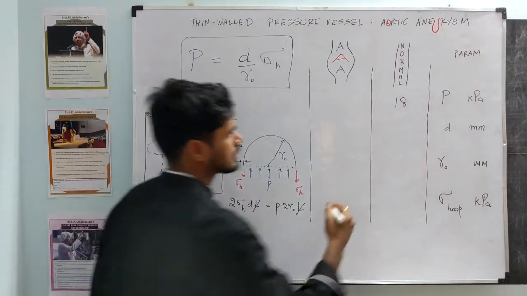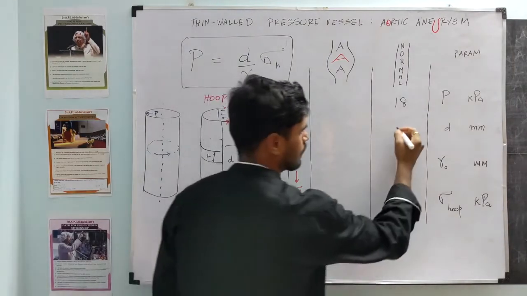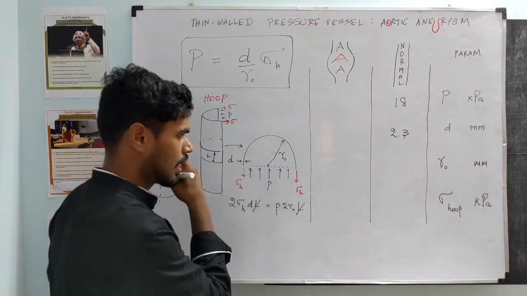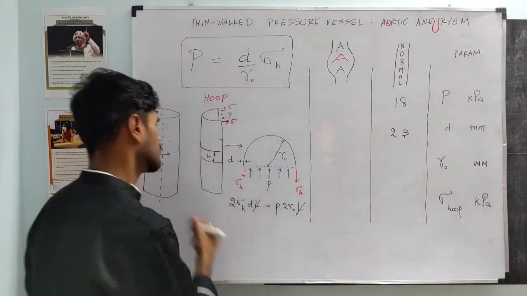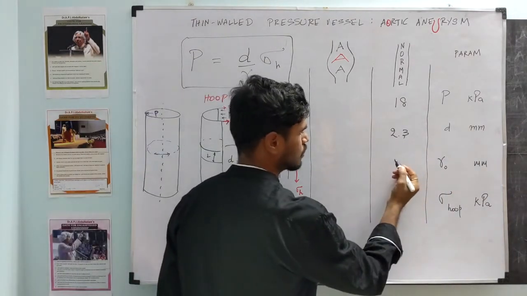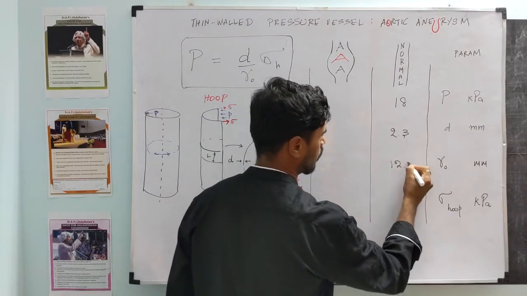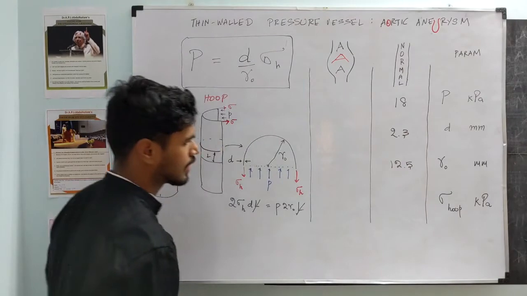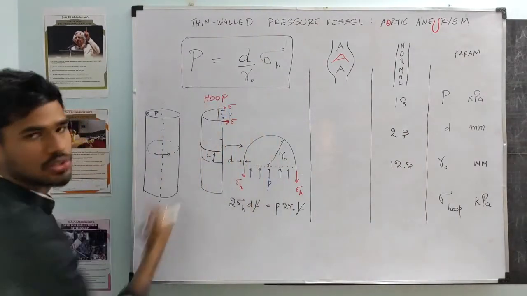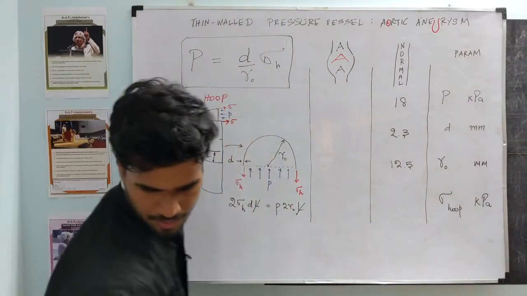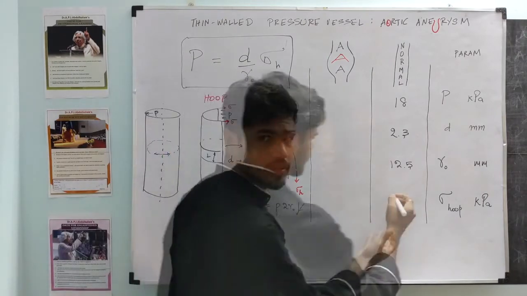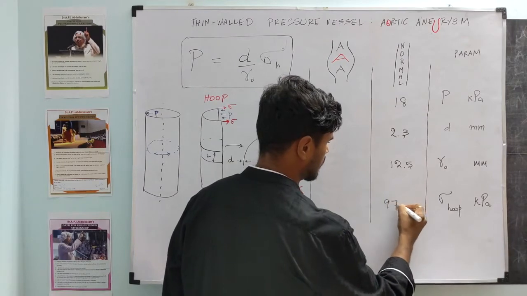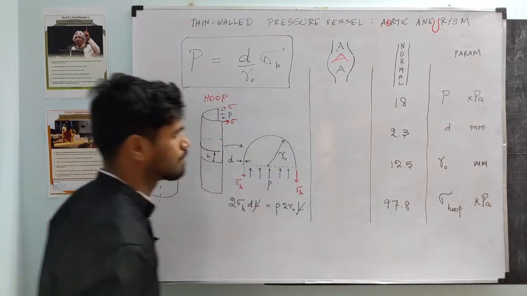The thickness of the wall of the aorta, we have been using, say, 2.3 mm. Let's hold on to that. And the radius of the aorta should be 25 over 2, let's say 12.5. With this, we go ahead and calculate what the hoop stress should be. What we should get is close to 100 kPa, 97.8 is what I have.